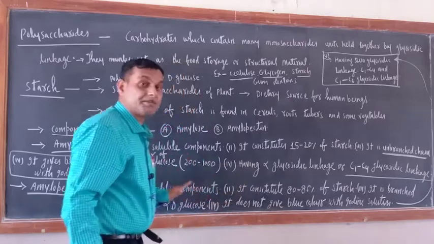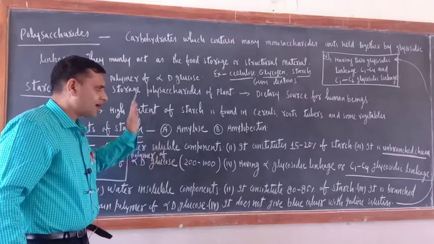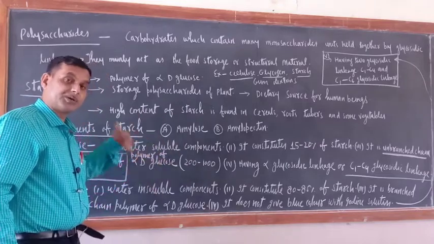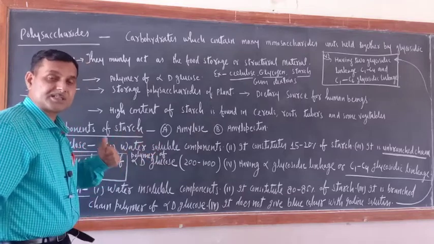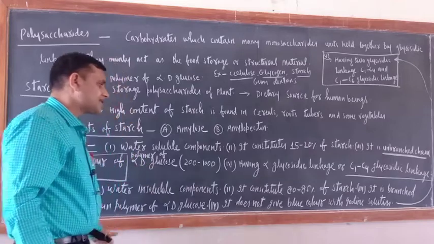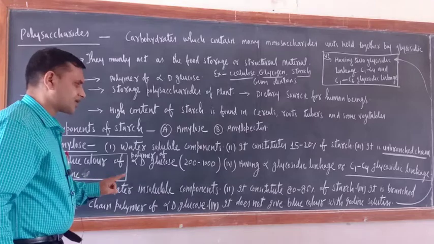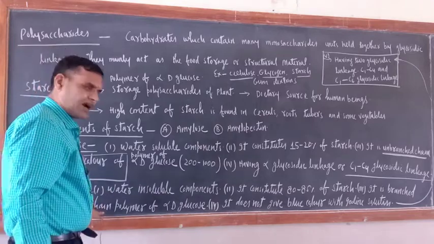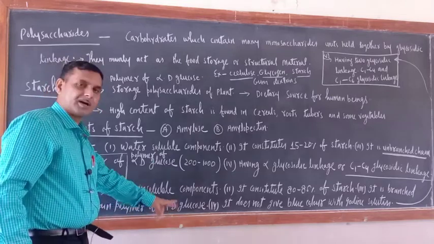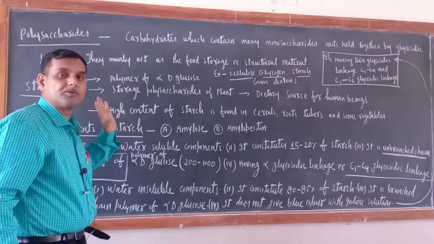Means this is the chief constituent of starch. Amylose forms only 15 to 20%, and amylopectin is forming 80 to 85%. So which is the chief constituent of starch? Amylopectin is the chief constituent of starch. Okay, another difference is also there. It is a branched chain polymer of alpha D glucose. Amylose was an unbranched chain polymer of alpha D glucose.